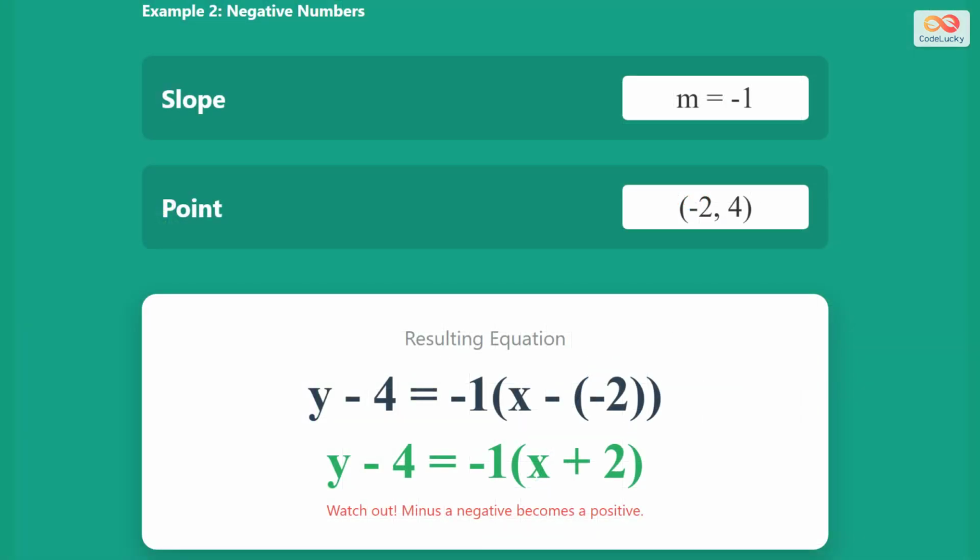Be careful with negative numbers. Here, our slope is -1 and our point is (-2, 4). When we plug -2 into the x1 spot, we get x minus -2. Remember that subtracting a negative is the same as adding, so it simplifies to x plus 2.